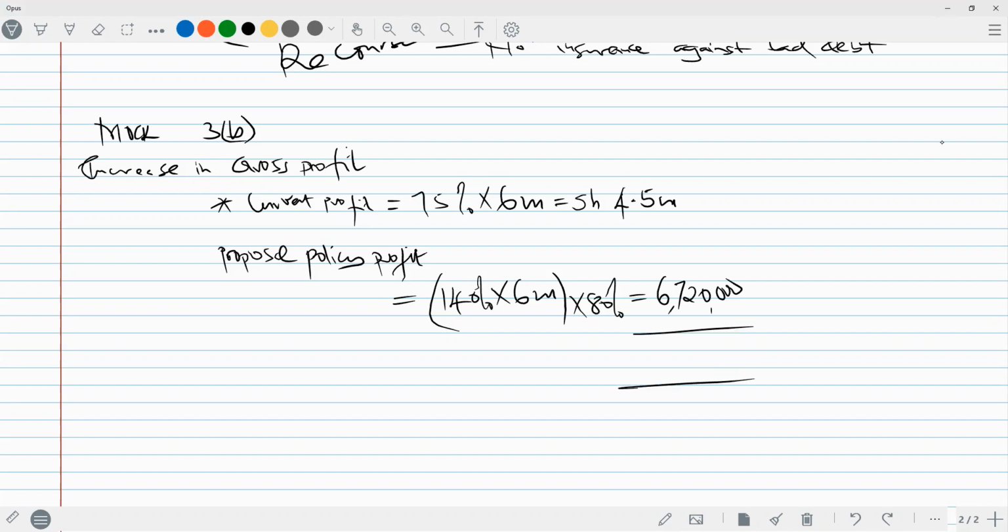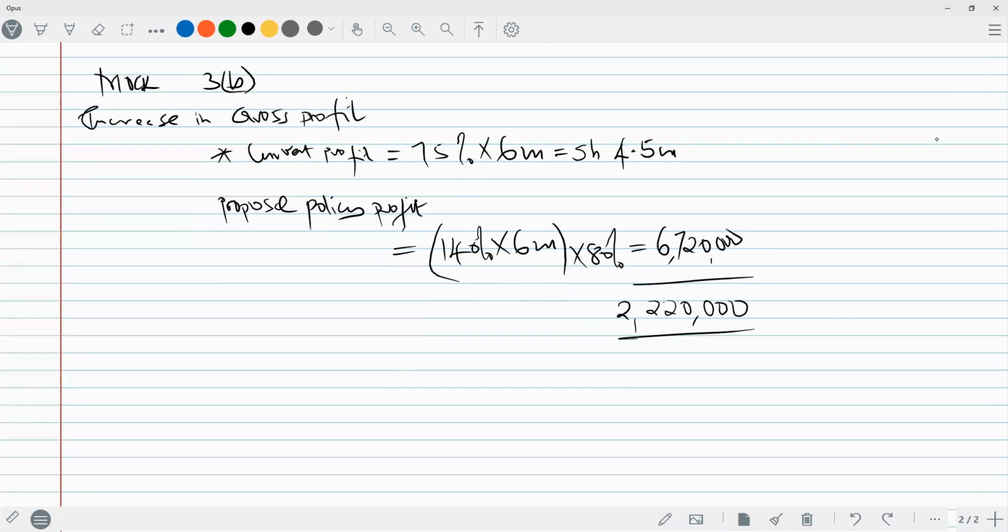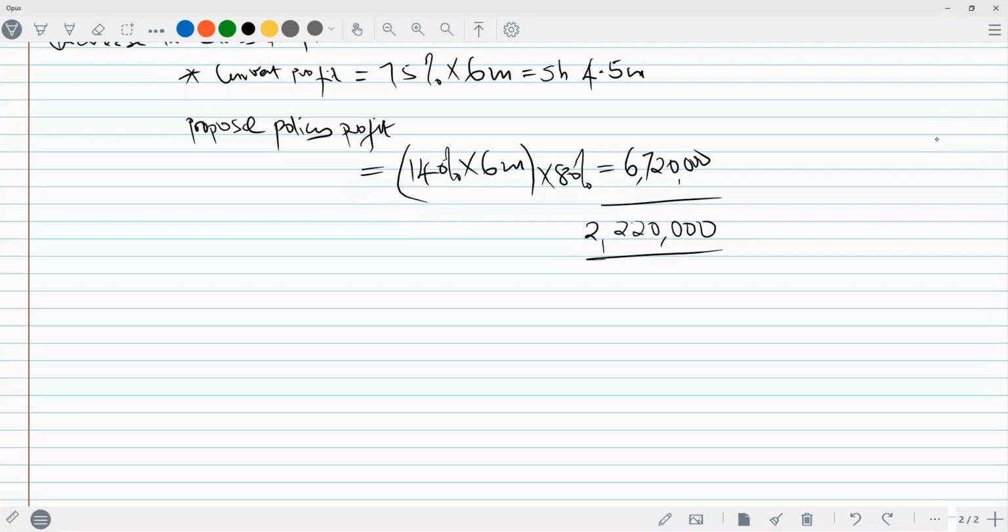Therefore, the increase in gross profit: we compare before and after. The increase from 4.5 million to 6.72 million is 2 million 220,000. So 2 million 220,000 is the increase in the company's gross profit if the company implements the proposal. This is a financial benefit. We shall come back to it. Let's go to the next working.